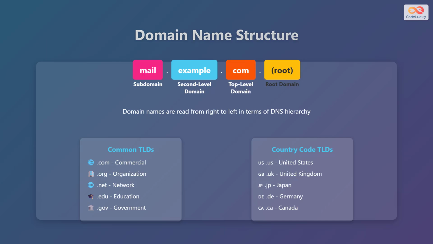Here are some common top-level domains. Com, which is used for commercial entities, org for organizations, net for network-related entities, edu for educational institutions, and gov for government entities. Also, there are country code top-level domains, such as US for the United States, UK for the United Kingdom, JP for Japan, DE for Germany, and CA for Canada.